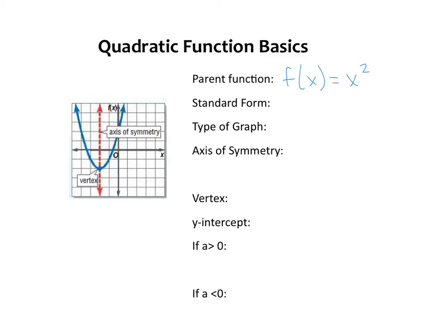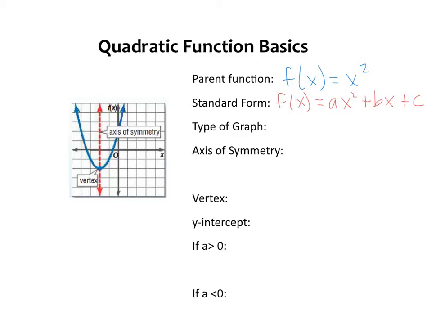Standard form for a quadratic is f of x equals ax squared plus bx plus c, where a is the coefficient in front of x squared, b is the coefficient in front of x, and c is just a number with no variable.